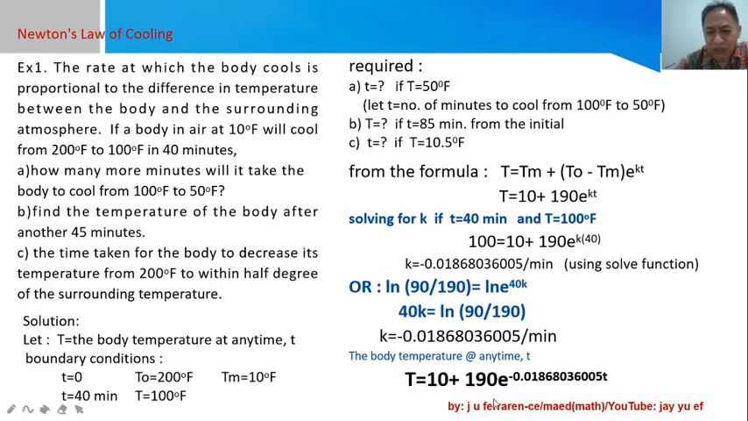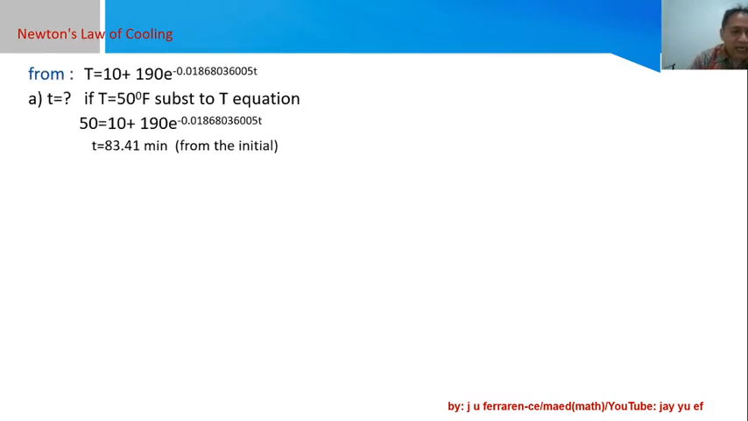So, we have 10 plus 190 exponential. Then, you can now put the value of your k. Okay, so I did not round this up, so that my answer later can be accurate. Now, in finding what is needed in A, from the formula, we obtain it completely with the T sub M, the temperature difference, T sub O minus T sub M, and the value of your k. Then I can now solve what is needed in A.